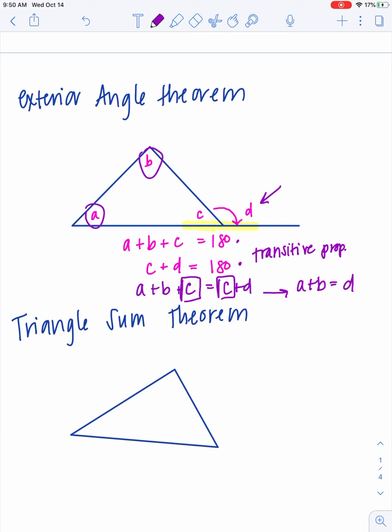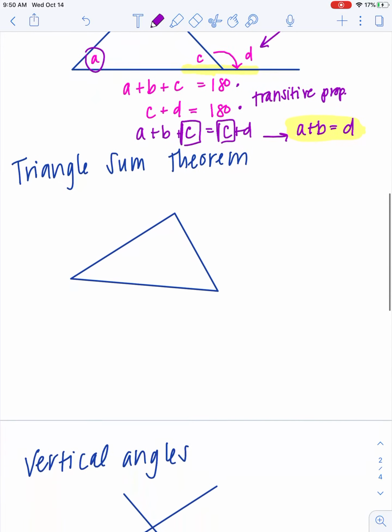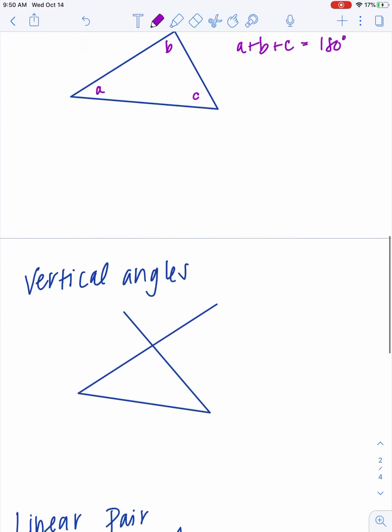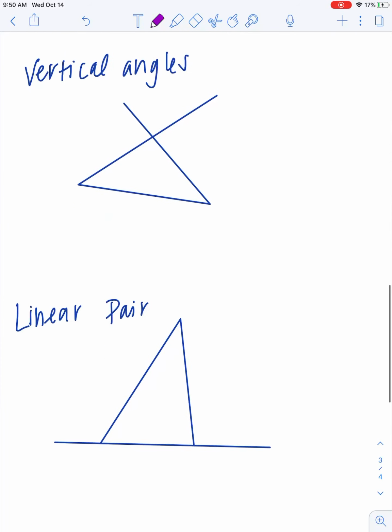If you have a diagram that gives you an exterior angle, you can take advantage of this equation down here. So the sum of the two remote interior angles is equal to the measure of the exterior angle. Okay, so now we have the triangle sum theorem just by itself. I know we already talked about it, but again, if the measures are A, B, and C, we would know that A plus B plus C is 180 degrees. So you'll need that for these Canvas quizzes.